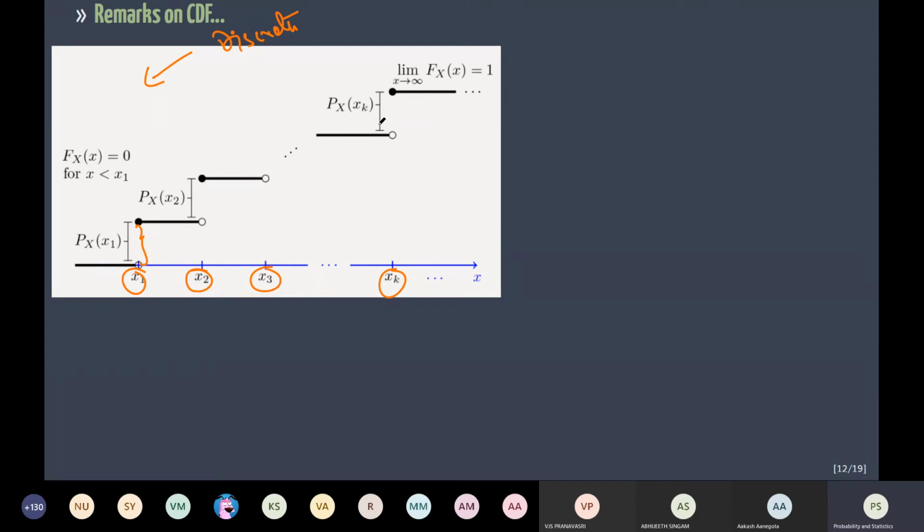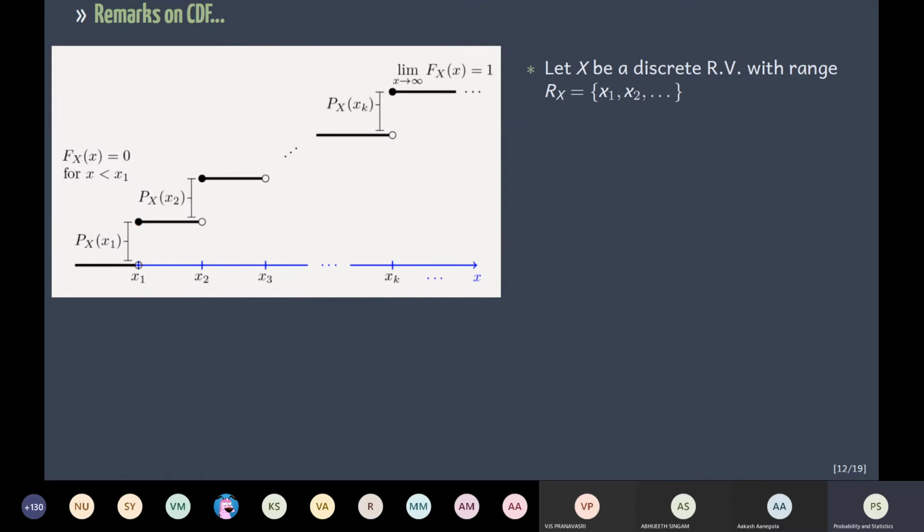Okay, and if we take the limit as x tends to infinity, this will be 1, because it's cumulative, as I said, and it will sum up the probabilities. So it has to be 1 because the sum of the PMF is 1. So this is the graph, and this is basically a step function. Let this be the range and assume that this is the ordering. So this is the ordering we have, and the CDF is a staircase, or step function. This is why it's like a stair.